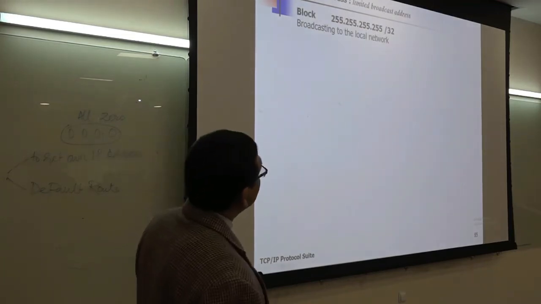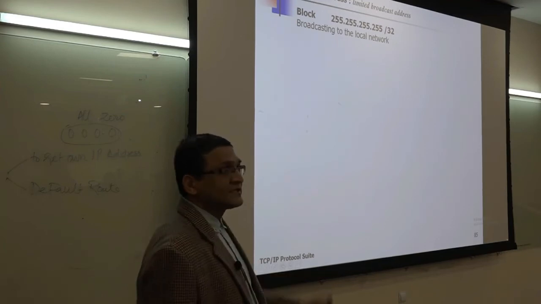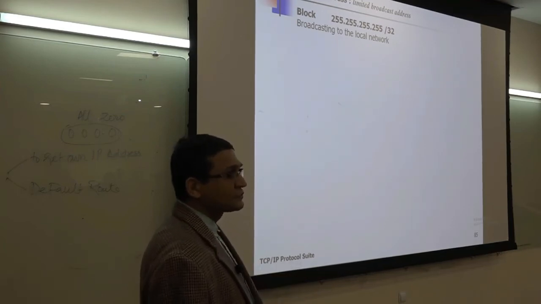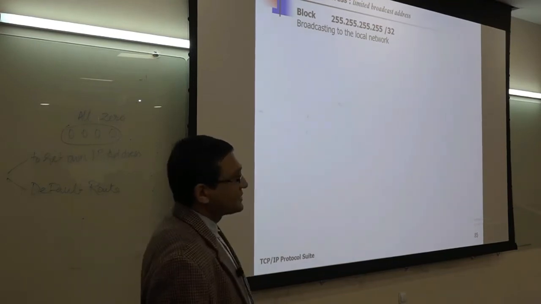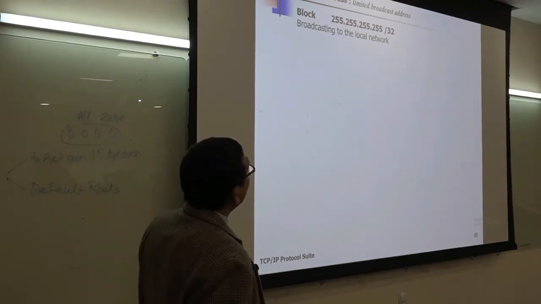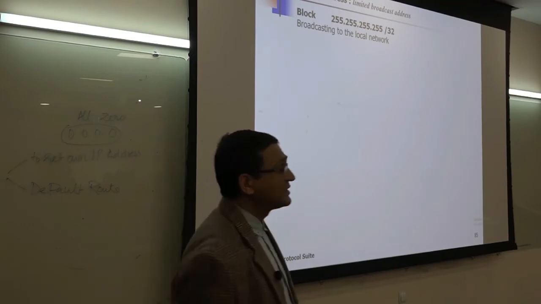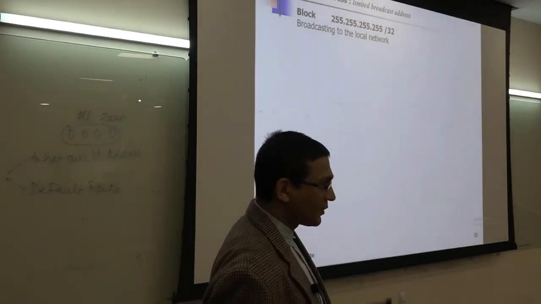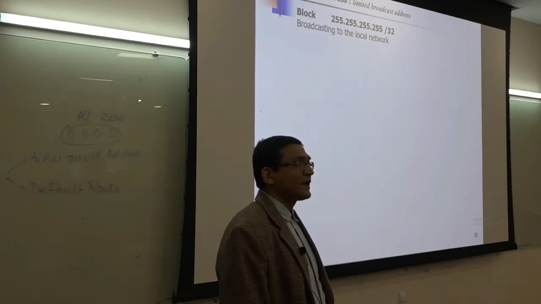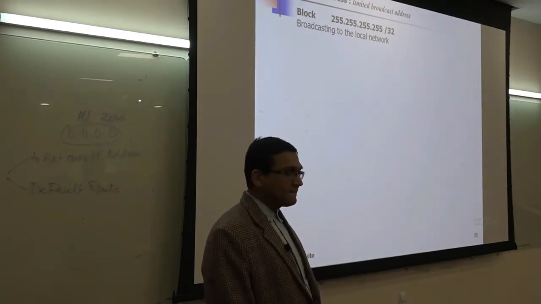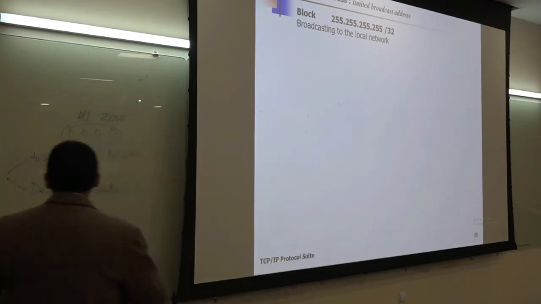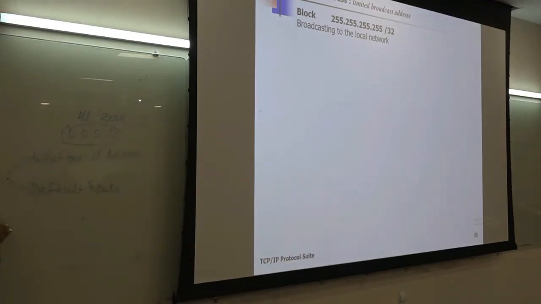Then the other special address is where all bits are set to 1. When you set all bits equal to 1, it becomes 255.255.255.255. This block is also special, and this is for broadcasting, called limited broadcasting. Limited broadcasting means we want to deliver a packet to all the host machines which are part of the same network. So limited broadcasting means broadcasting in the same network.